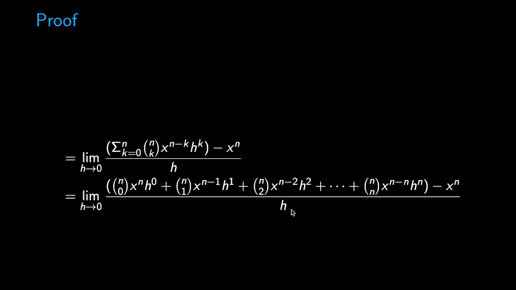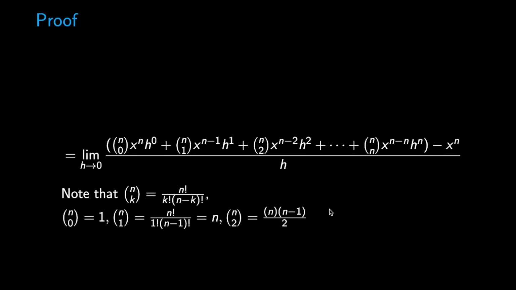Now moving on, remember this expansion. Note that the combination, when you have n choose k, is basically equal to n factorial over k factorial times n minus k factorial.